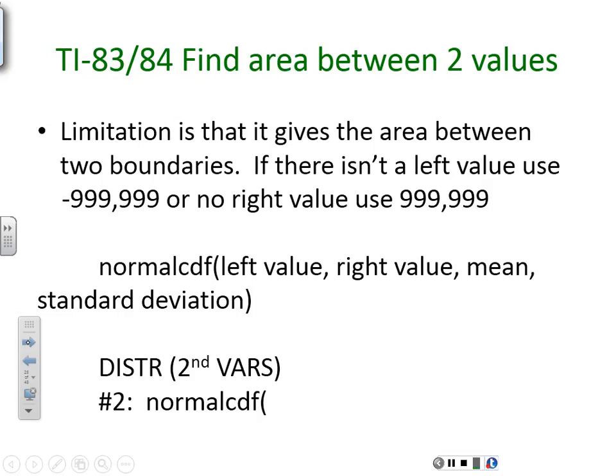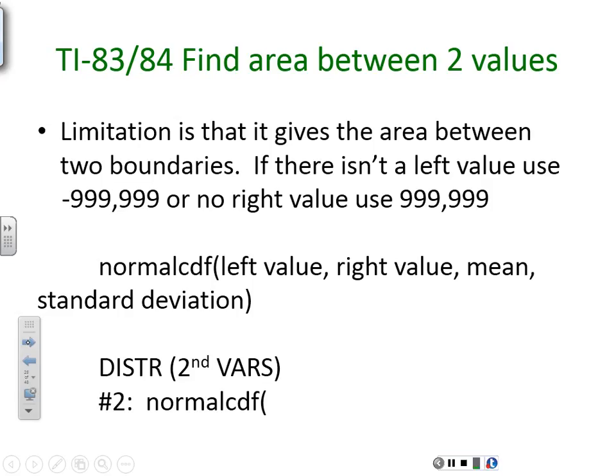And again, it does have that limitation that it always gives the area between two boundaries. So if you don't have a leftmost or a rightmost value, you just pick something super extreme that would not happen randomly by chance. You just want to make sure you go very extreme when you do those. So what you'll put in is that same normal CDF, the exact same thing we did earlier. You'll put in your leftmost value, your rightmost value, and then the mean and the standard deviation. As long as you put all of those in, you're going to get your probabilities.